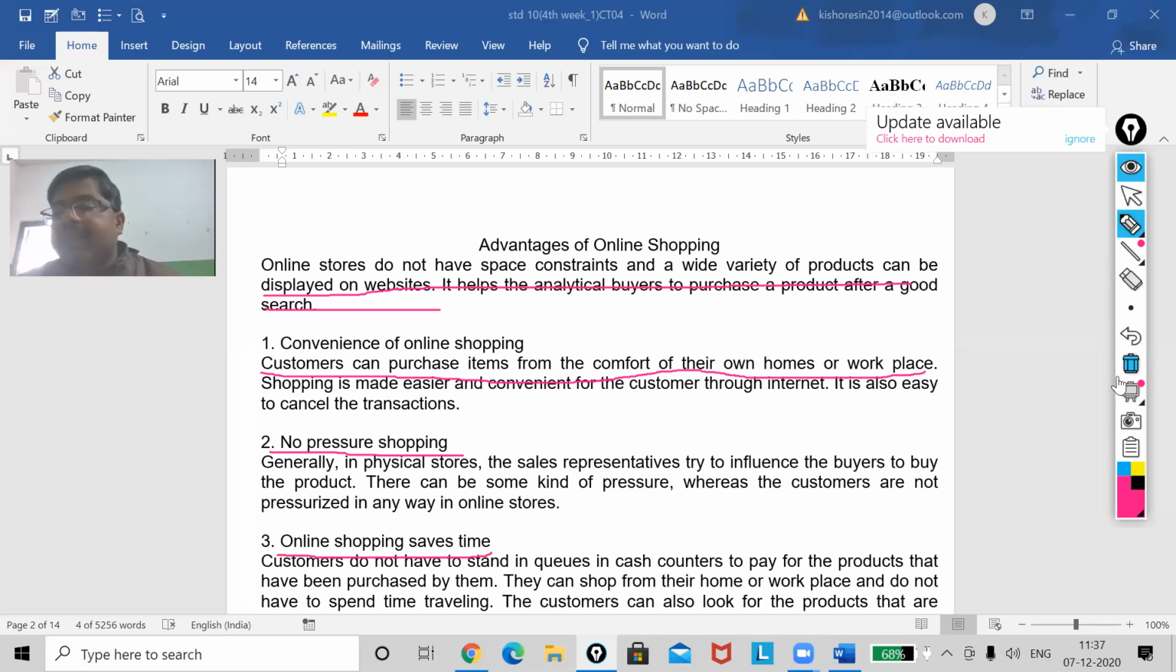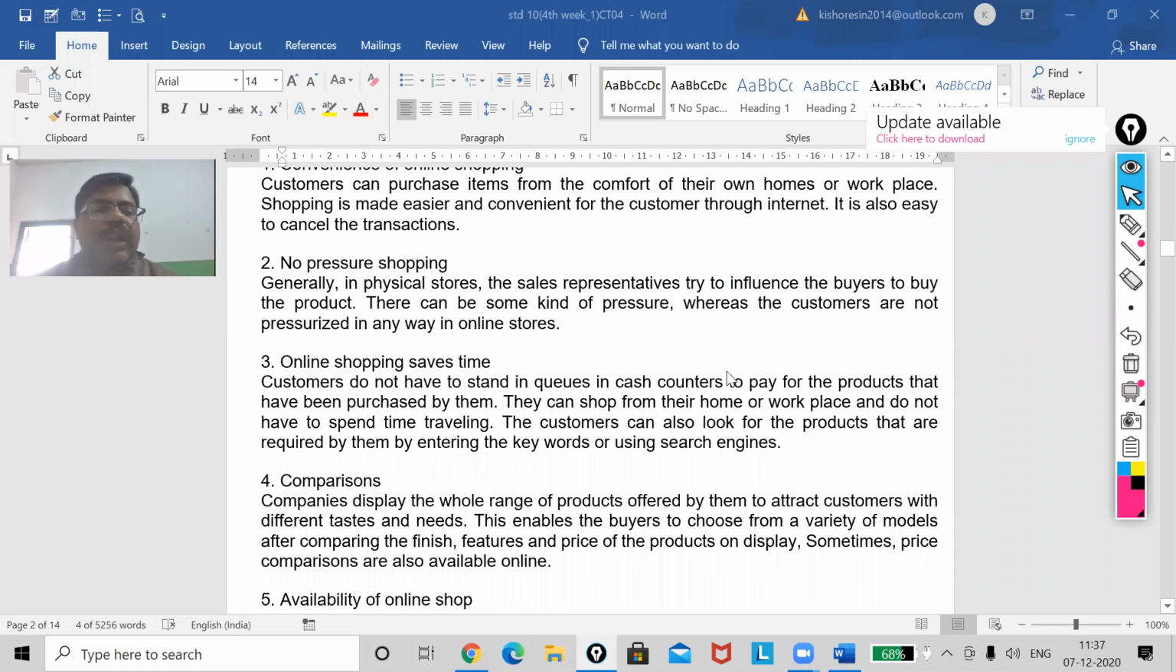Okay. Next one, comparison. You can compare two items. One is from one company, the other is from another company, and if you want to compare the cost, you can compare it. Understood? You can even go to different websites, like Flipkart and Amazon. If you want to buy a laptop, you can compare the prices, see which one is cheaper, go to that website and purchase it.